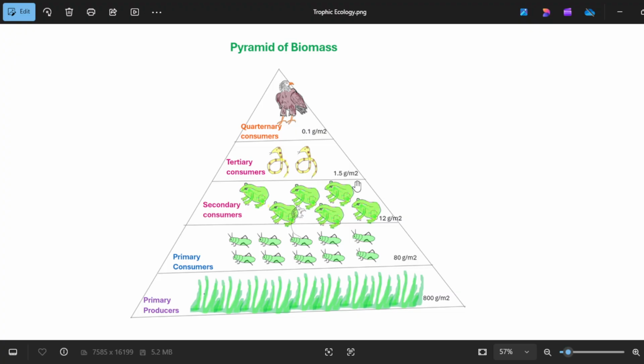So these are all approximate or sample examples. It's not this weight actually when we go and weigh, because grass is spread everywhere. This is just an approximation, just a numbering convention, just to make you understand. Say if 800 grams are there, here only 80 is there, here 12, to show the difference, how much reduction of mass there is as we move up the pyramid.